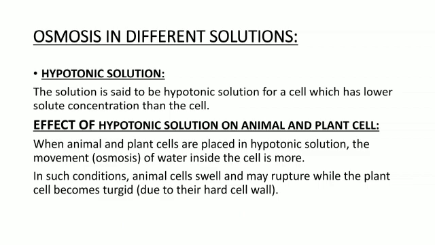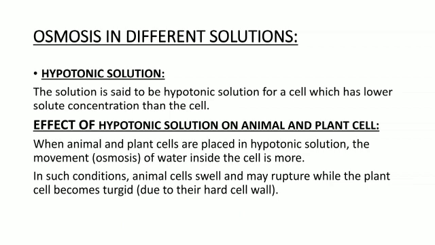So the hypotonic solution is the type of solution that has a lower solute concentration than the cell. For example, if we place a cell in a hypotonic solution, what will happen when we place animal and plant cells in it?